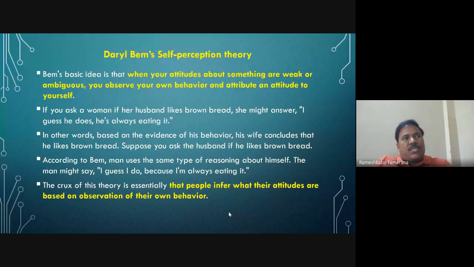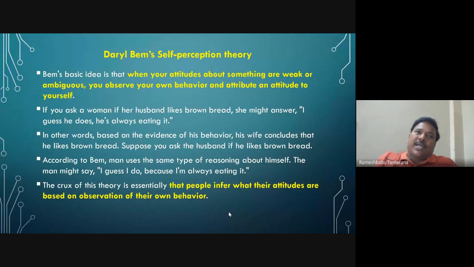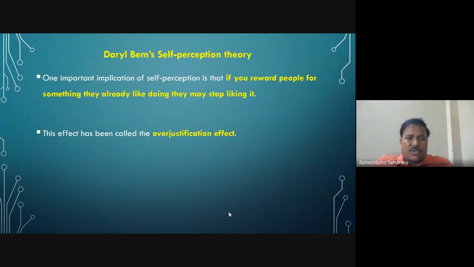One of the crux of this theory is that people infer what their attitudes are based on observations of their own behavior. Because we are engaging in a particular behavior, probably at the end of the day we say, okay, this is what I like to do, because I look into myself. Probably every day I'm eating the same kind of breakfast, so probably I like that kind of breakfast every day, right? This is basically the self perception theory.